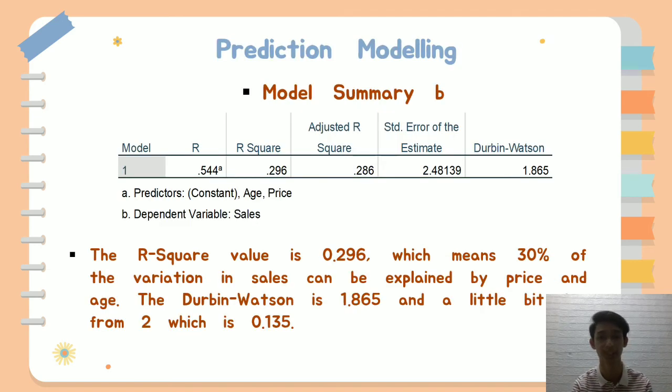For the prediction modeling, in the model summary for model 1, R is 0.544, R square is 0.296, and adjusted R square is 0.289. The standard error of the estimate is 2.48139, and the Durbin-Watson is 1.895. The R square value is 0.296, which means 30% of the variation in sales can be explained by price and age. The Durbin-Watson is 1.895, a little bit far from 2, which is 0.135.